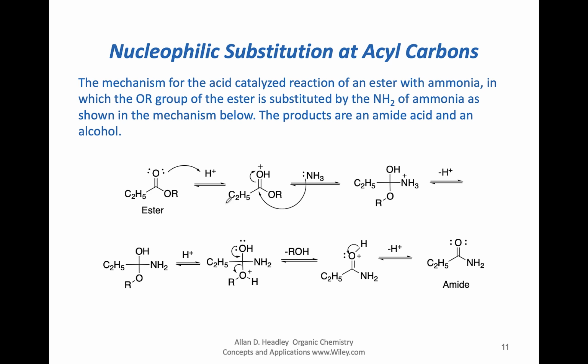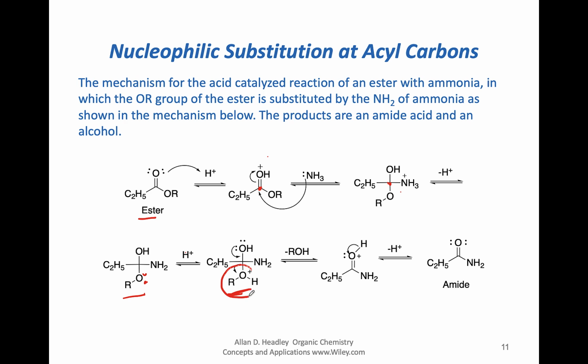So let's look at the mechanism here for the acid catalyzed reaction with ammonia. So here's the ester. In the presence of an acid, protonation will occur here, as you have seen. This carbon is electrophilic. These electrons can attack to give this tetrahedral intermediate. Because it's in an acid medium and it's acid catalyzed, we can lose a proton here to give this, and then the proton can go over to here to give this.